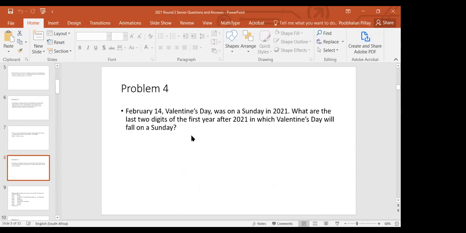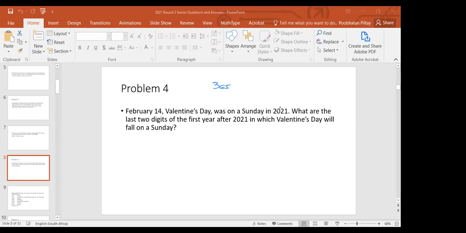February 14th, Valentine's Day, was on a Sunday, 2021. What are the last two digits of the first year after 2021 in which Valentine's Day will again fall on a Sunday? This is a kind of common problem dealing with dates of the year. What we need to know is the number of days in the year. The number of days in the year is 365.